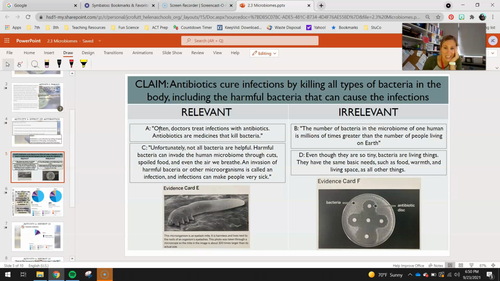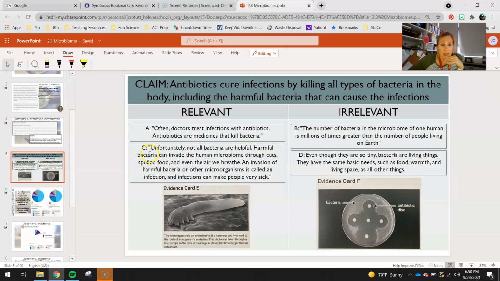Antibiotics are medicines that kill bacteria. So that was a quote directly out of the human microbiome, which we read in 2.2. Evidence card B: the number of bacteria in the microbiome of one human is millions of times greater than the number of people living on Earth. That's a pretty interesting fact that also came out of the human microbiome.